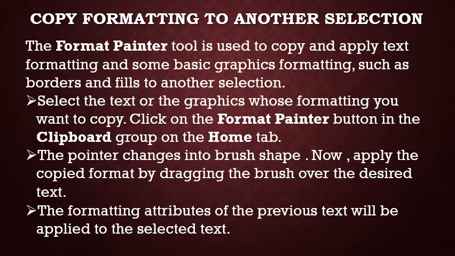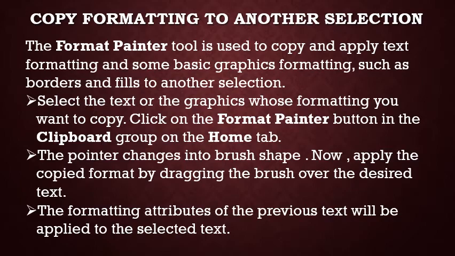To do so, here are the steps. Select the text or the graphics whose formatting you want to copy. Click on the Format Painter button in the Clipboard group on the Home tab. The pointer changes into a brush shape. Now apply the copied format by dragging the brush over the desired text. The formatting attributes of the previous text will be applied to the selected text.